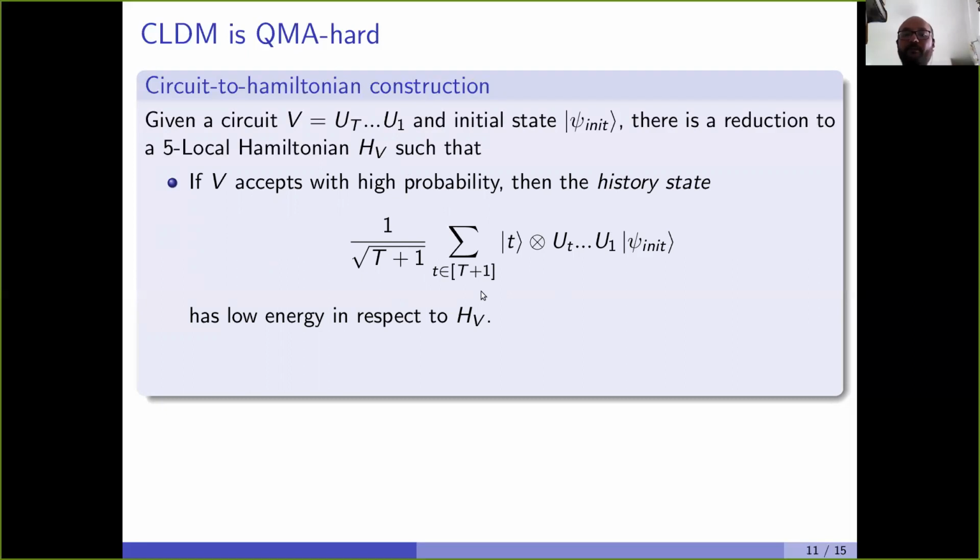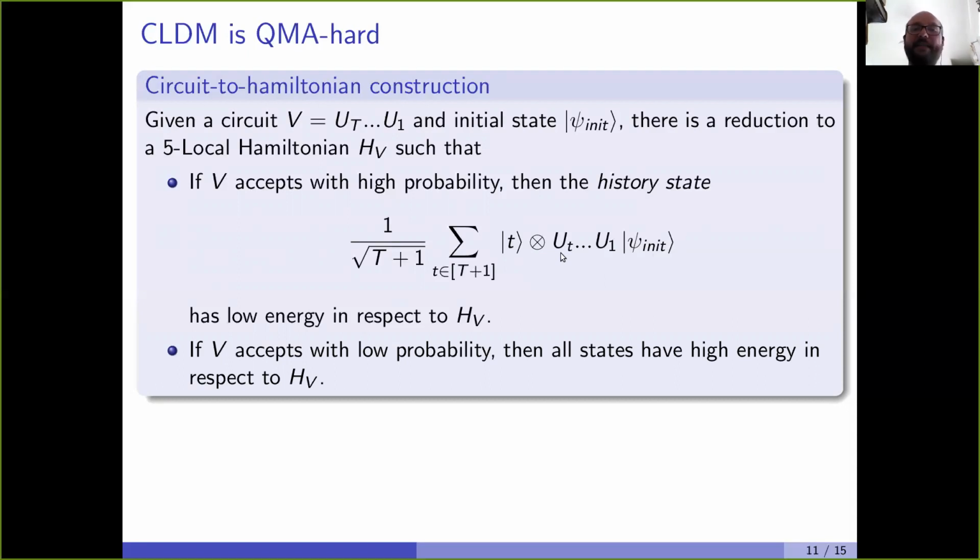So more precisely, we have the uniform superposition for every timestamp t from 0 up to T, and tensored with this timestamp, we have the computation psi, and you apply on it U1 up to U little t. A second property of this Hamiltonian is that if this circuit accepts on psi naught with low probability, then the ground energy of this Hamiltonian HV is high. So this reduces computing the acceptance probability of V on psi naught to computing the ground energy of this Hamiltonian HV.